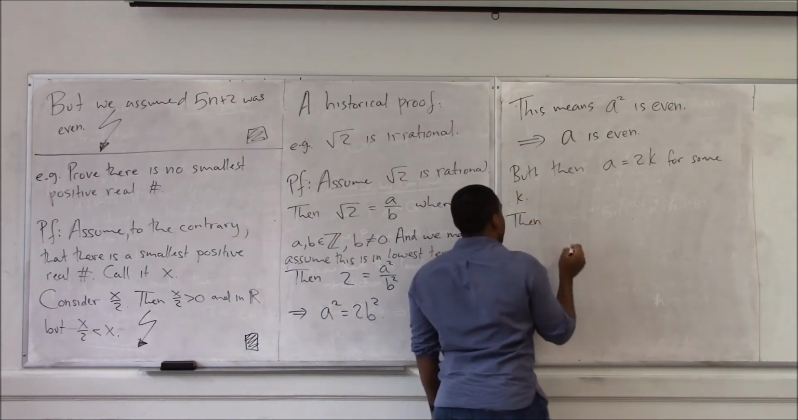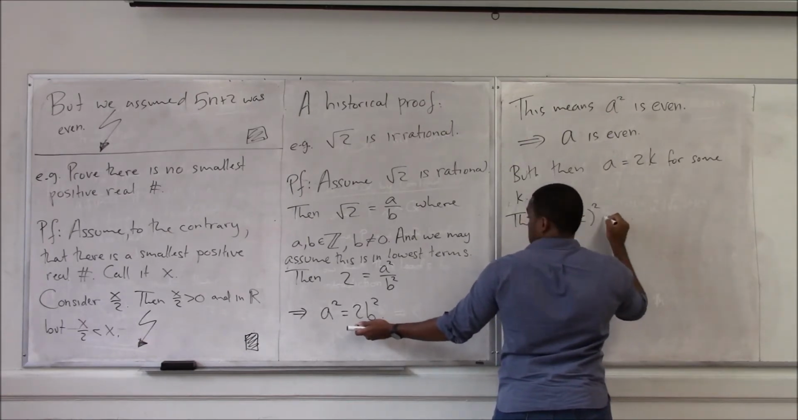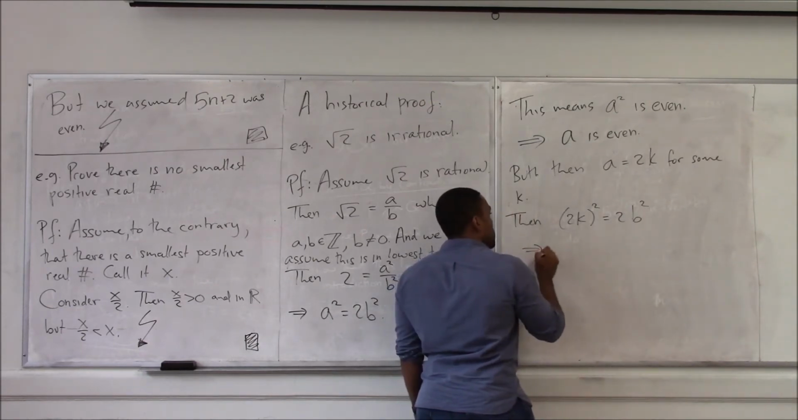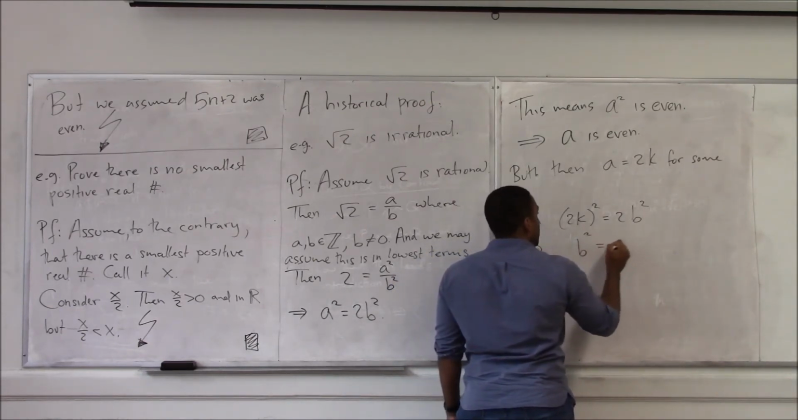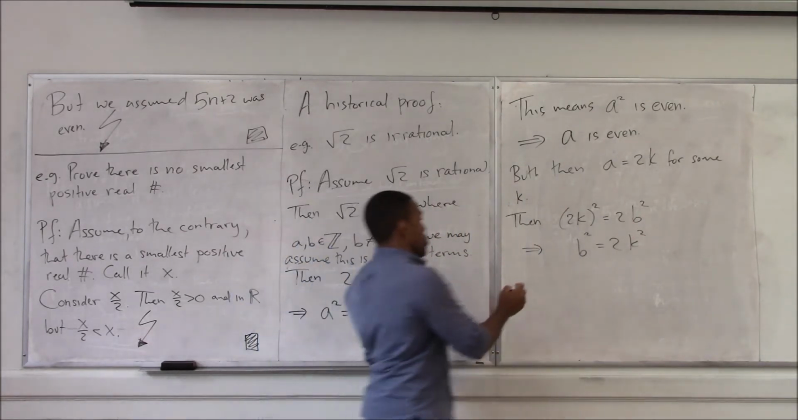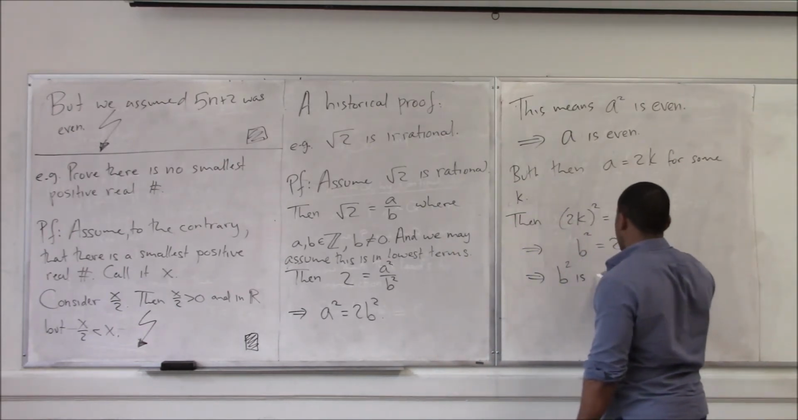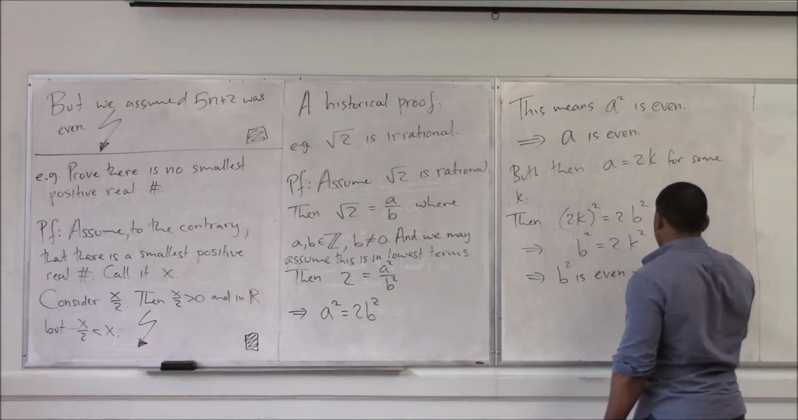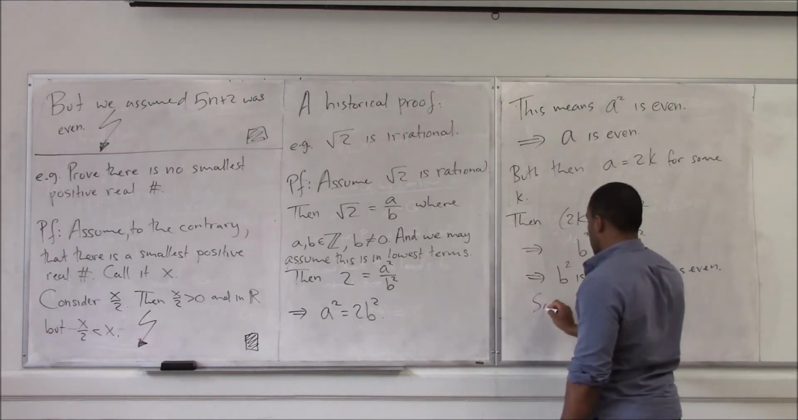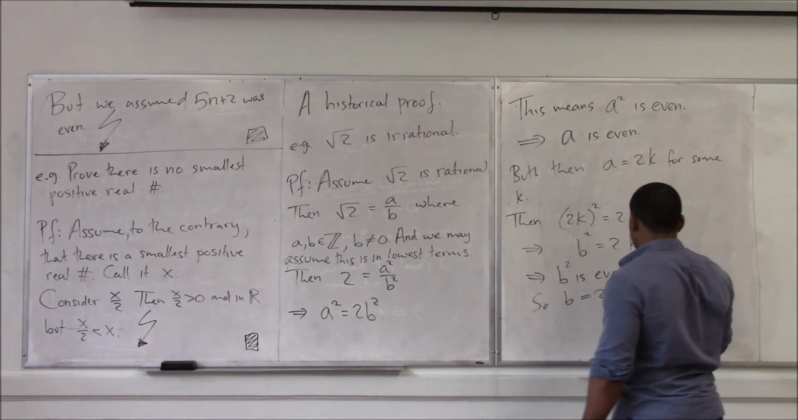Then we go back to this equation. We have that 2k squared is equal to 2b squared, which means that b squared is equal to 2k squared, right? Which means that b squared is even, which means that b is even. So b is equal to 2l for some integer l.